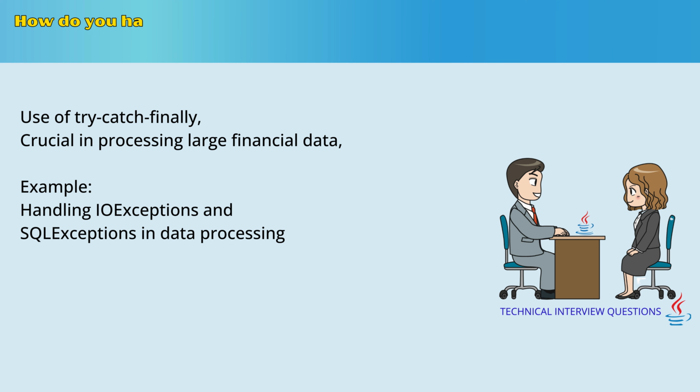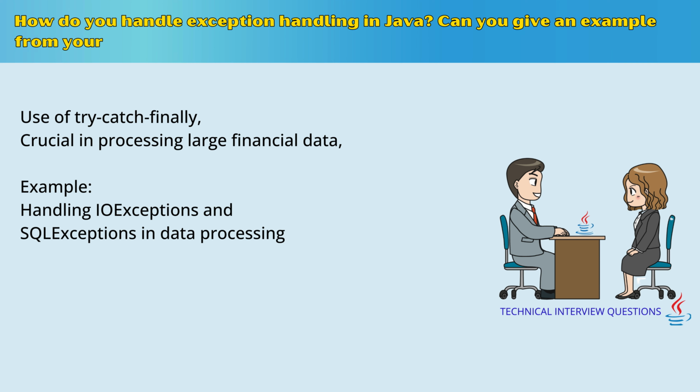That's a solid explanation. How do you handle exception handling in Java? Can you give an example from your experience where exception handling was crucial? In Java, exception handling is managed through the use of try, catch, finally, and throws keywords. The idea is to handle runtime errors so the program doesn't crash unexpectedly. The try block contains code that might throw an exception, while the catch block handles the exception, preventing it from propagating further. The finally block, if used, is executed regardless of whether an exception occurred or not, typically for cleaning up resources like closing file streams or database connections.